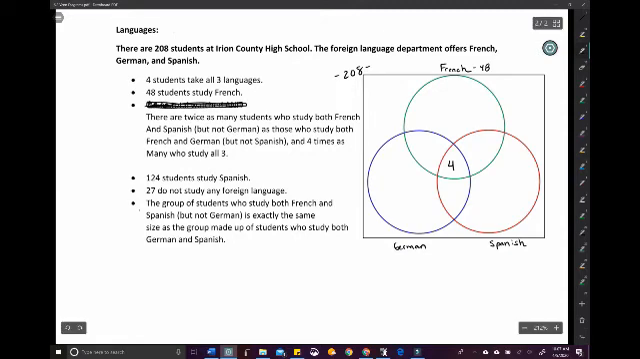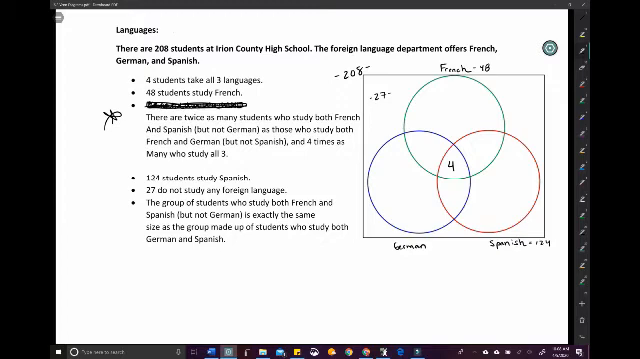Let's see. But we do know this. There are twice as many students who study both French and Spanish, but not German, as those who study both French and German, but not Spanish. Whew, we're going to come back to that in a little bit. 124 students study Spanish. 27 don't study any. All right. And the group of students who study French and Spanish, but not German, is exactly the same size as the group made up of students who study both German and Spanish.